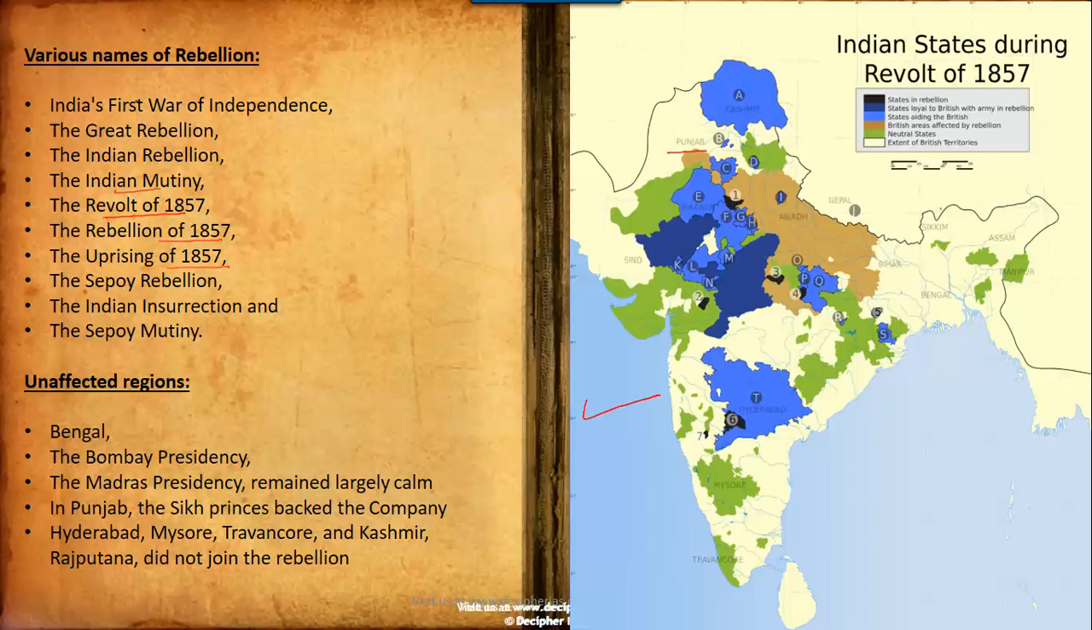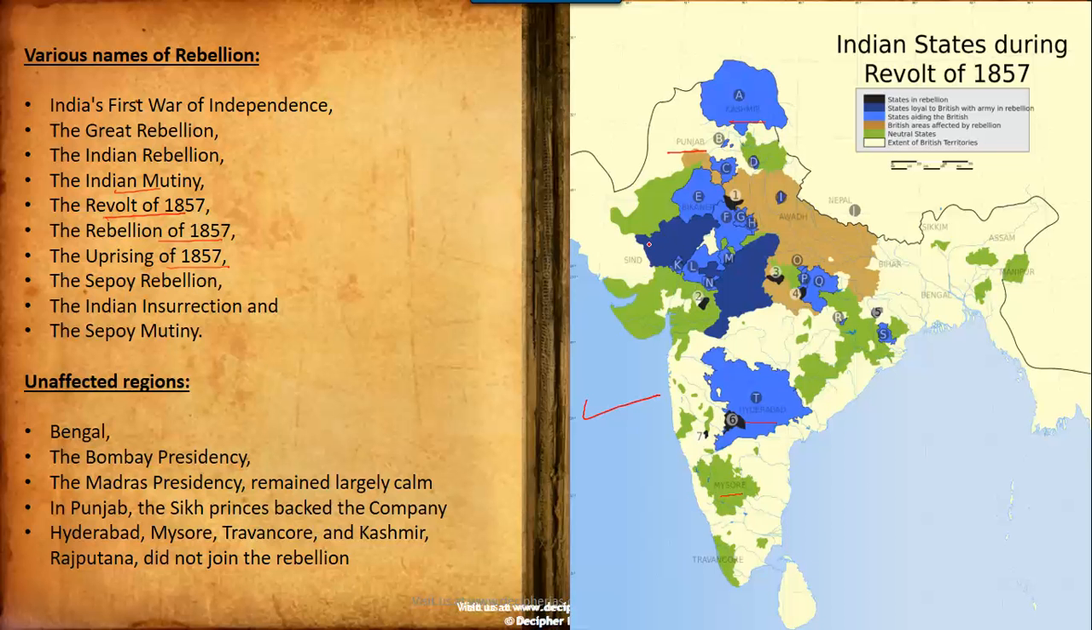The large princely states of Hyderabad, Mysore, Travancore, Kashmir, as well as other small states of Rajputana, did not join the rebellion at all. In some regions such as Awadh, the rebellion took on the attributes of a patriotic revolt against the European presence.